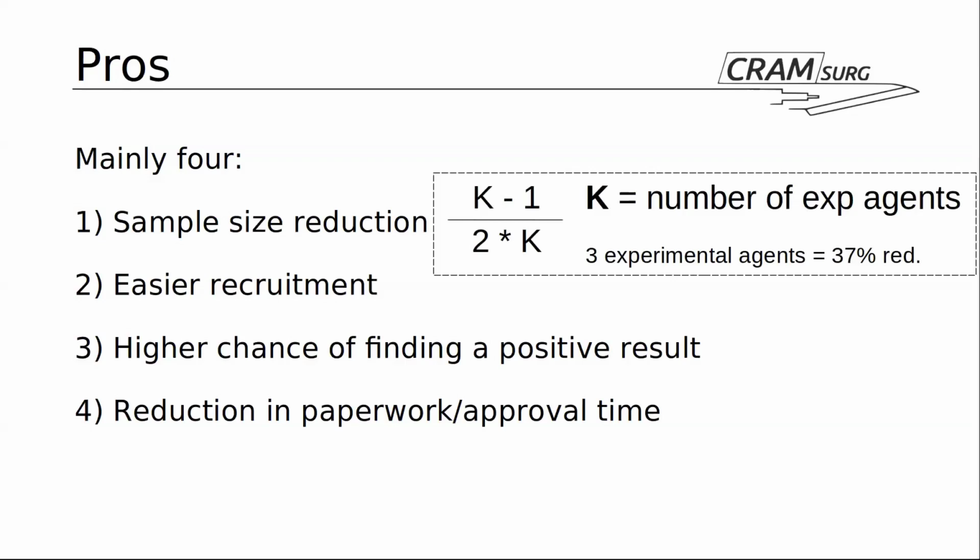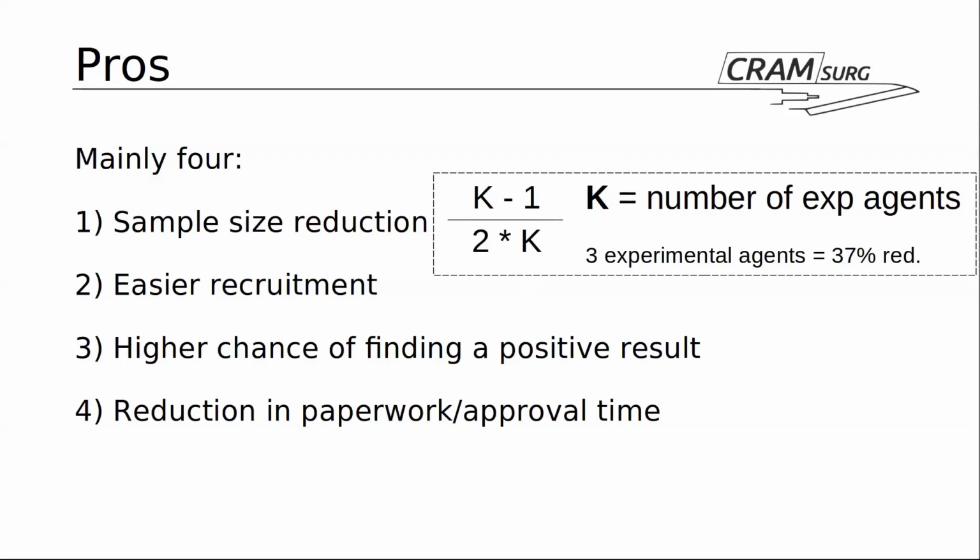Certainly, if you want to mathematically look at how much less you have to recruit, you can do that using this formula here. If you have a number of experimental agents that you want to try, the number of experimental agents minus 1, over 2 times the number of experimental agents, is the amount of reduction you would get. And if you run the calculations with 3 experimental agents, you can run a multi-arm trial and you need to recruit 37% fewer patients than if you were to conduct 6 separate trials, which is obviously a big advantage.